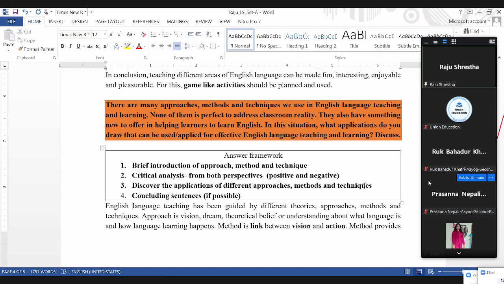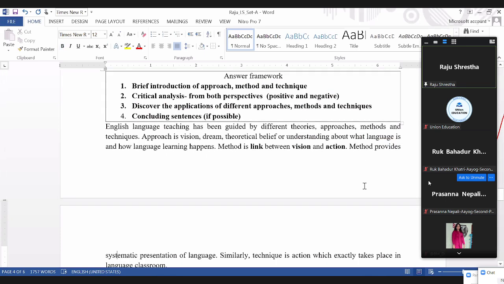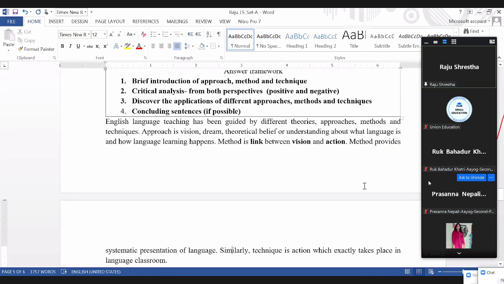English language teaching has been guided by different theories, approaches, methods and techniques. Approach is vision, dream, theoretical belief, understanding about what language is and how language learning takes place. Method is the link between vision and action. Method provides systematic presentation of language. Similarly, technique is action. Technique is action which exactly takes place in the language classroom.